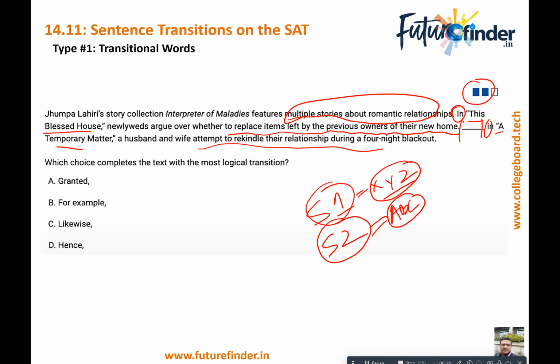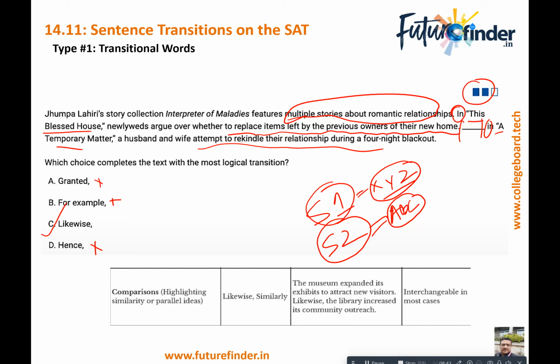So with that in mind, let's see our answers. Granted is basically a contrast. I'm very sure this is not a contrasting relationship. There is no example and there is no cause and effect. So I'm quite sure that the only answer left for this one is likewise. If we go back to our sheet, we will find that for a comparison, we have likewise, similarly. These are some things that we have for relationships of comparison. So the most logical answer to this one has to be likewise.